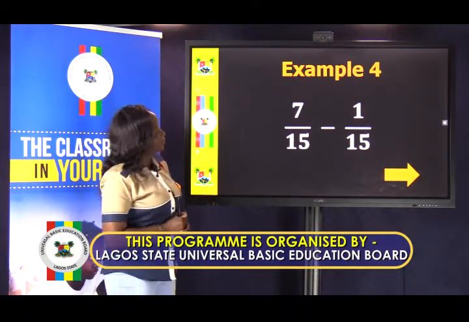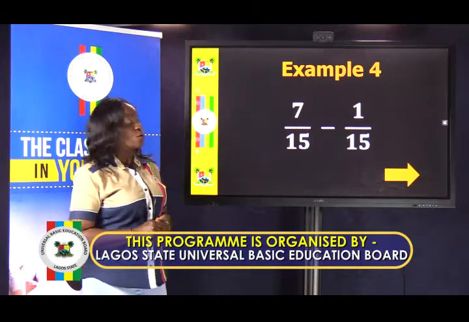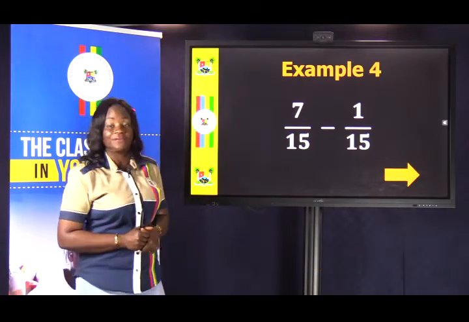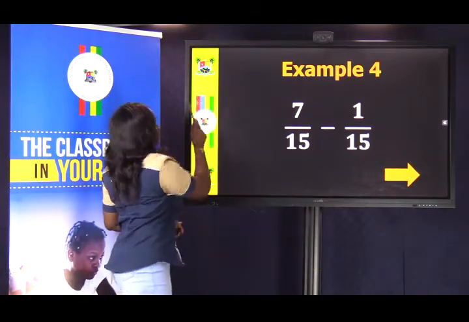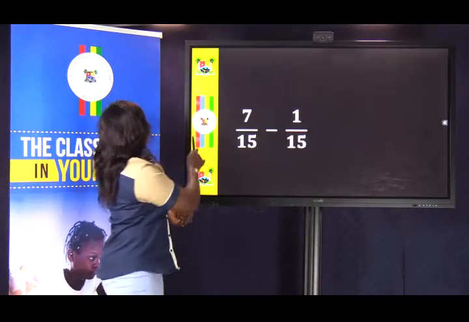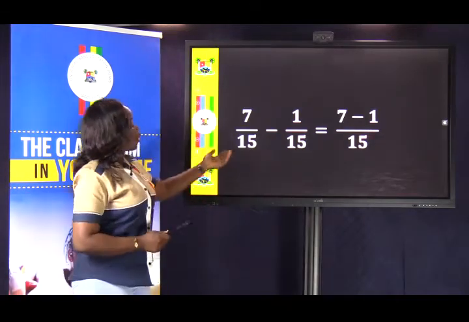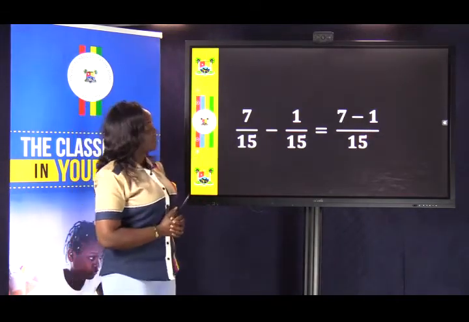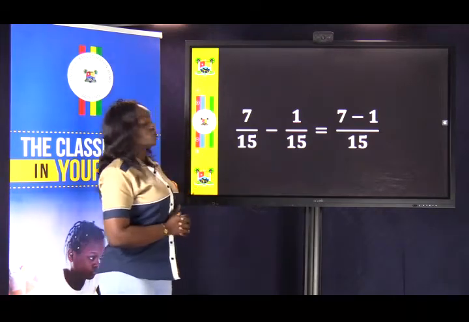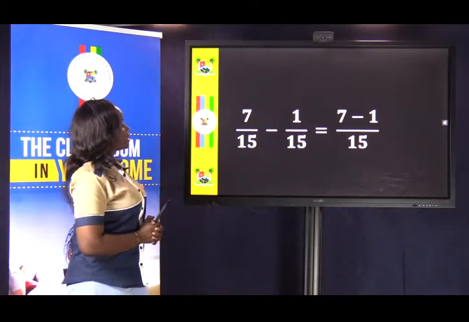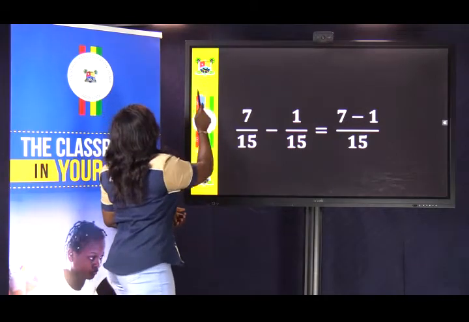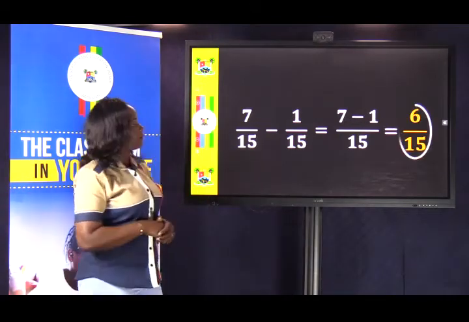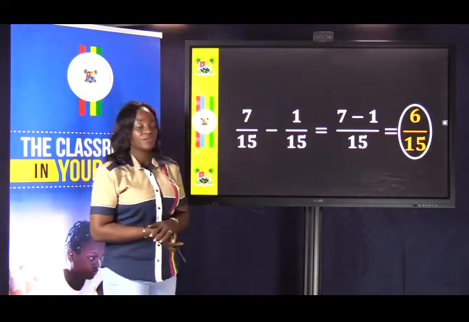We have 7/15 minus 1/15. You draw your dividing line. You pick one of the 2 common denominators, that is 15. Then you subtract your numerators. 7 take away 1. We have 6/15.